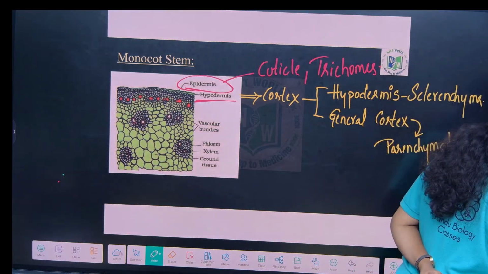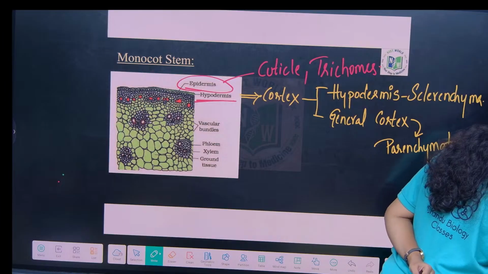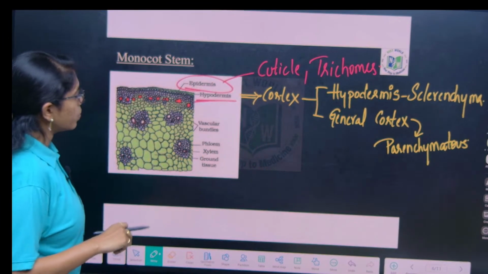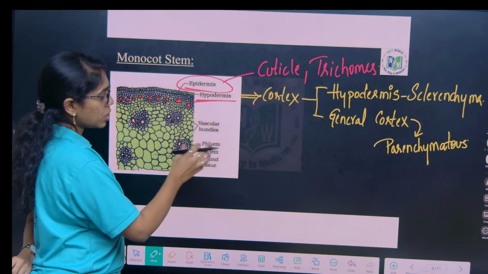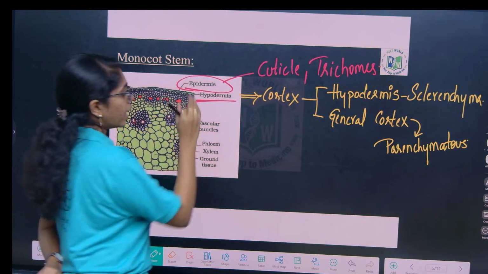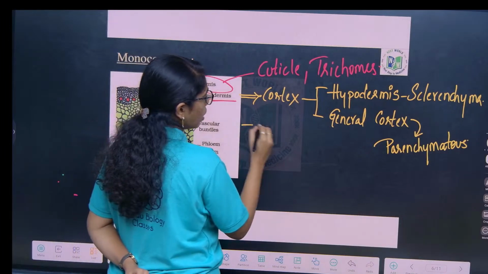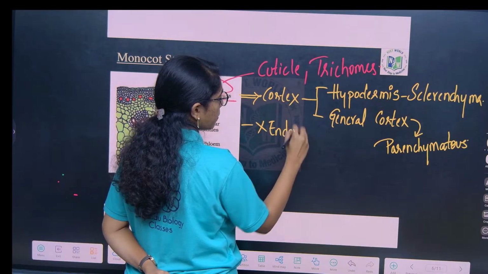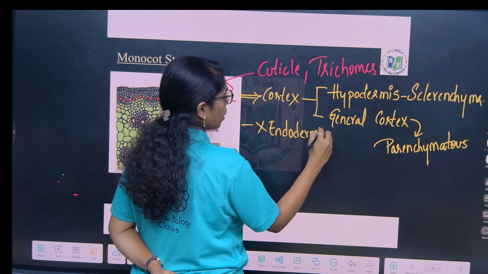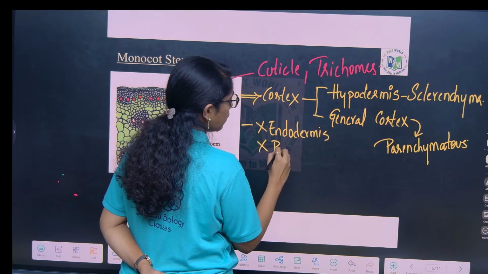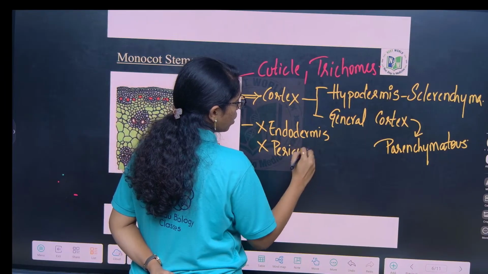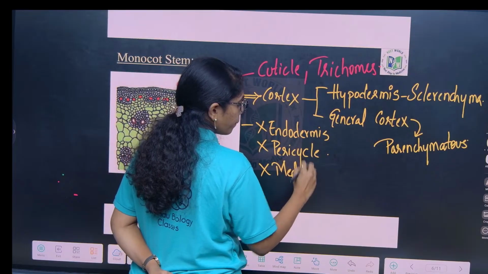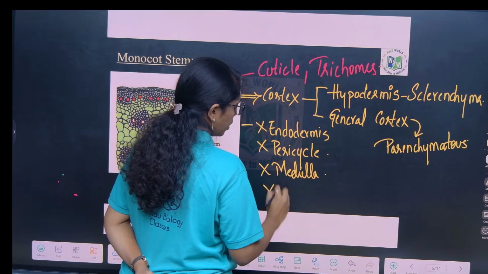General cortex is parenchymatous. Okay, so here you see, after the cortex region there is nothing present. In monocot stem there is no endodermis, there is no pericycle, there is no medulla or medullary rays.